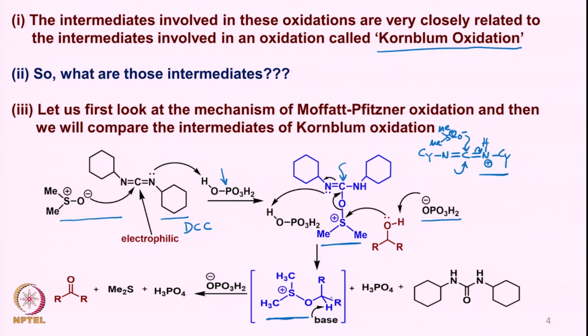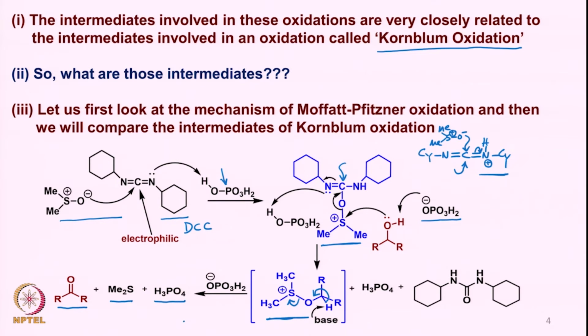is acted on again by the base which is present in the reaction medium, the dihydrogen phosphate, and that can pick up a proton from here, and then oxidation can occur in this fashion to give the ketone, and then as you can see the dimethyl sulfide goes off, and of course you regenerate the phosphoric acid.